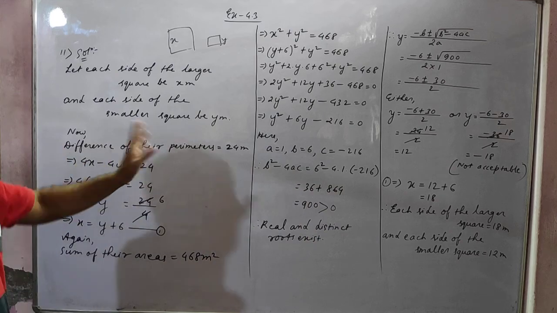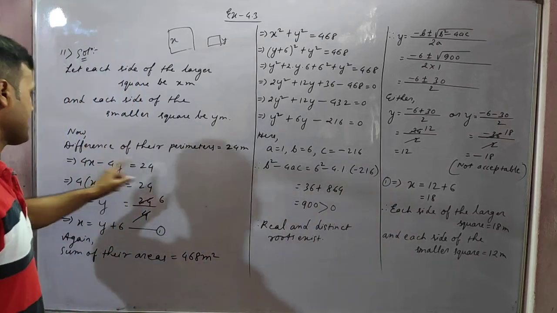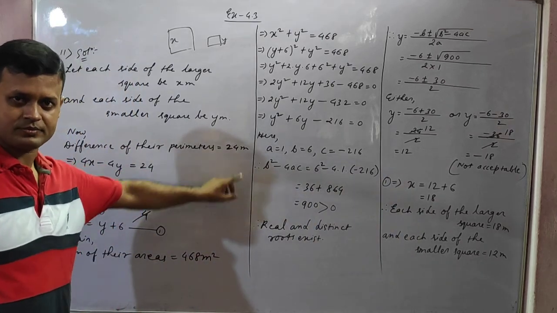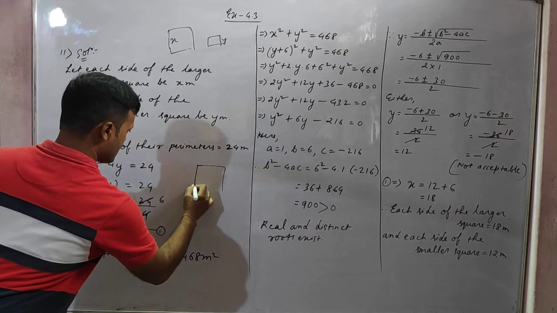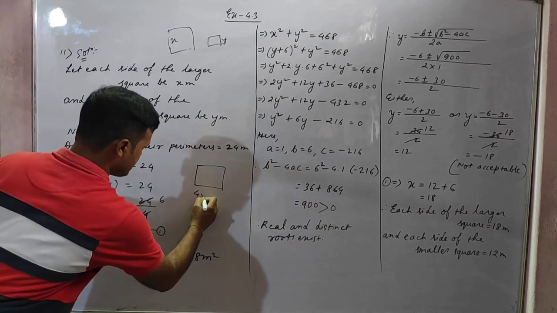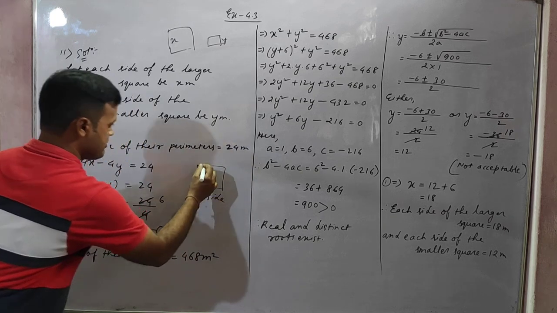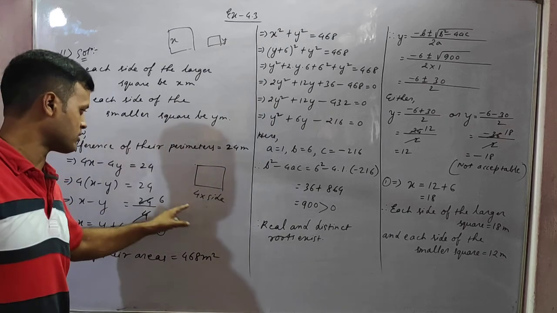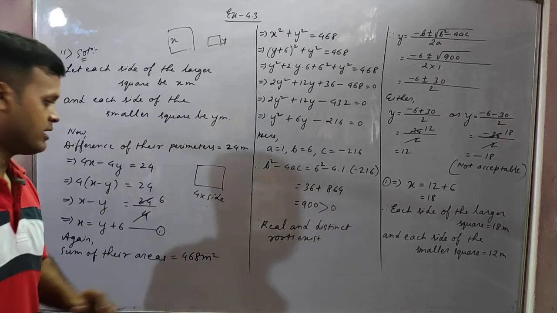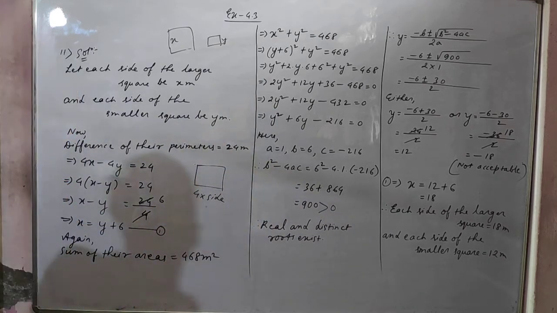So now the difference of their perimeters is how much? 24 meter. It is given in the question, isn't it? Now, what is the perimeter of a square? As I said a little bit before, only 4 into side. Perimeter means this full boundary. What is the total length of this boundary? 4 into side.